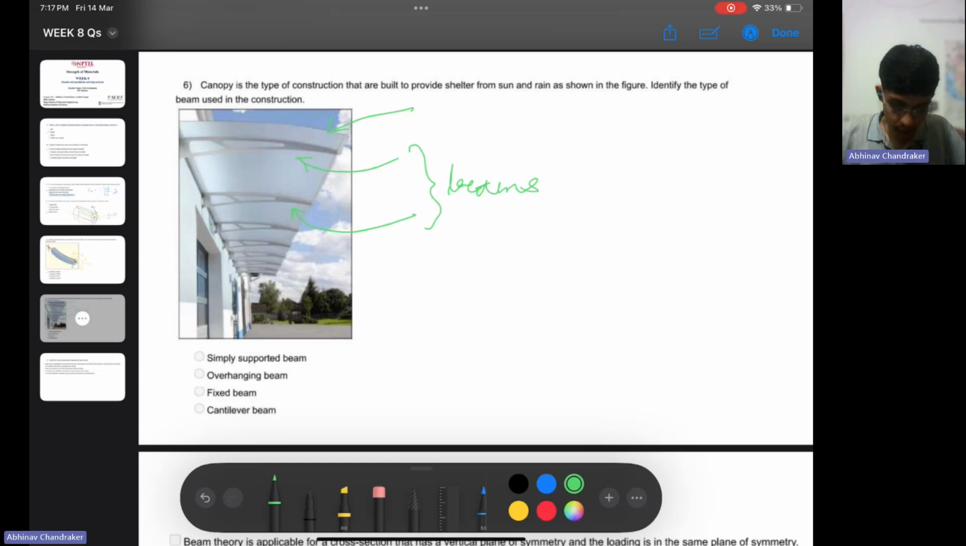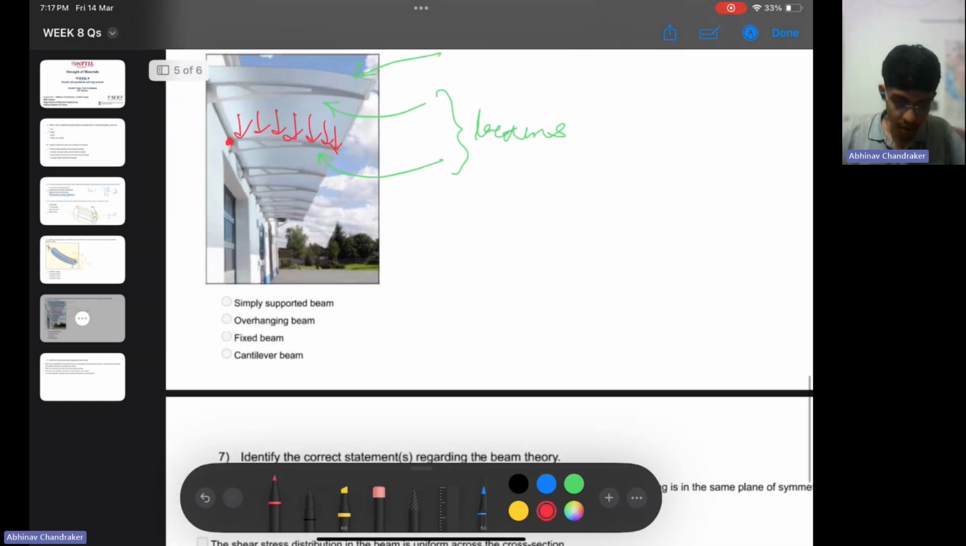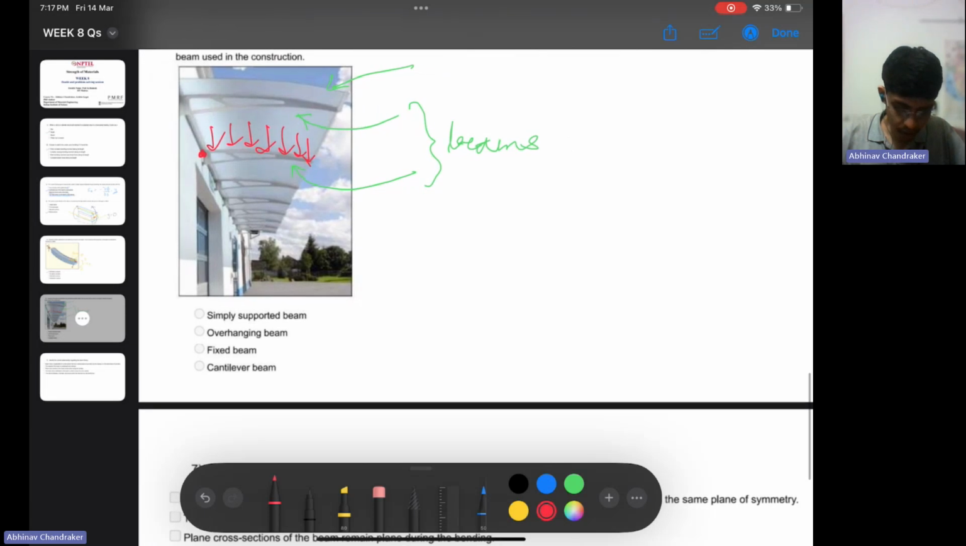And here we can see that it is experiencing a load, a distributed load at all points due to the weight of the roof. So we can see that it will undergo majorly bending. There's a bending moment which is being applied with respect to this point, which is hinged to the wall. So it's a transverse loading, and we call it a cantilever beam due to this reason.